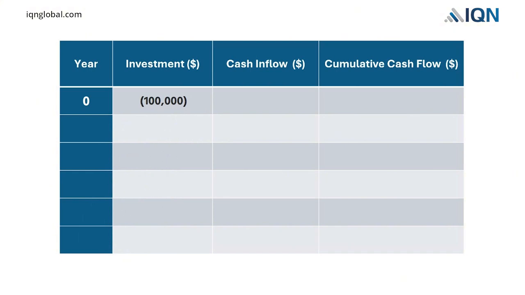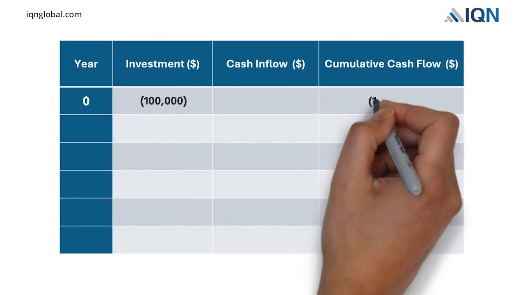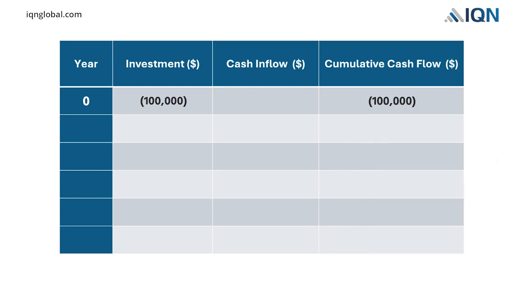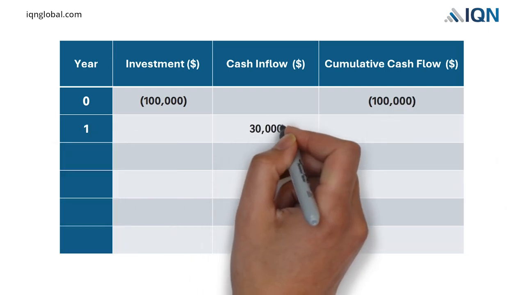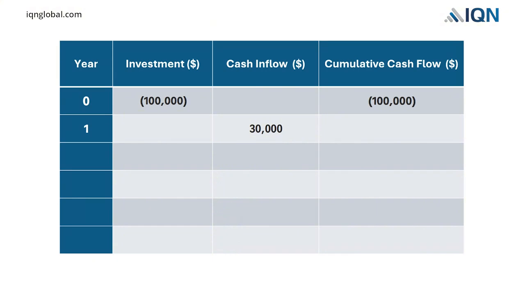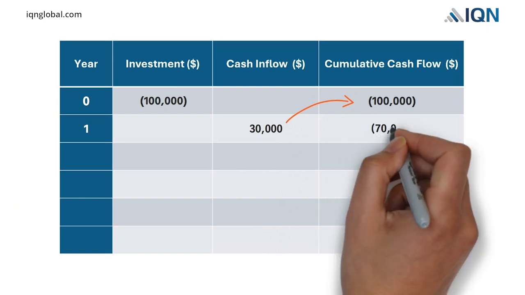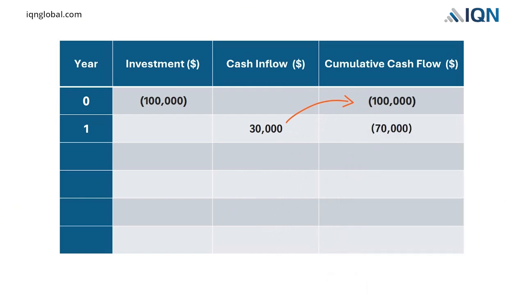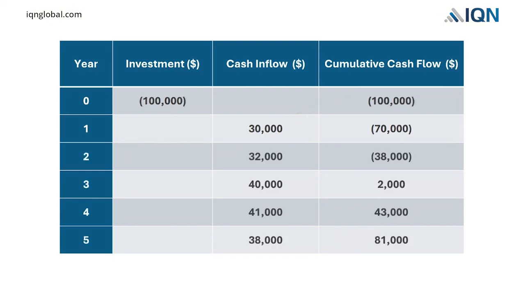Naturally, in year 0, cumulative cash flow is also negative $100,000. At the end of year 1, our cash inflow is $30,000. We need to add $30,000 to negative $100,000, which will give us a cumulative cash flow of negative $70,000 at the end of year 1. In this way, we will calculate the cumulative cash flows for the remaining years.